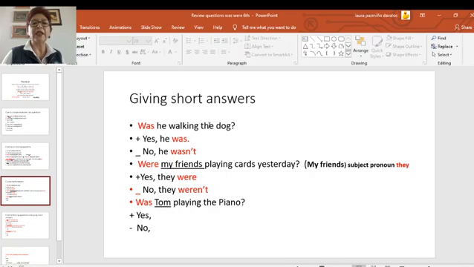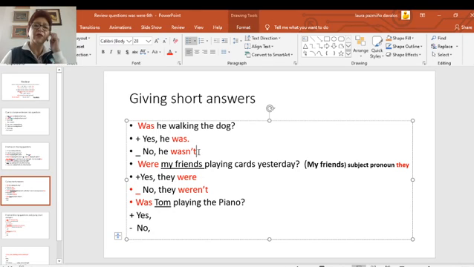Was he walking the dog? Is a question. So, was he? Aquí ya tenemos un pronoun. No tenemos que cambiar nada. Short answer. Yes. Affirmative. Yes, he was. Finish. That is a short answer. You don't have to write, yes, he was walking the dog. That is not a short answer. Short answer: yes, he was. Negative form: no, he wasn't.